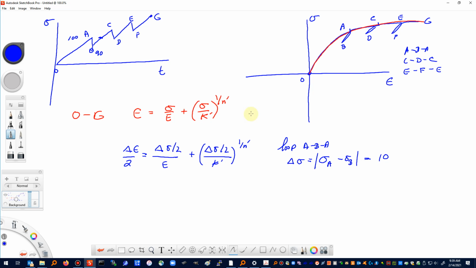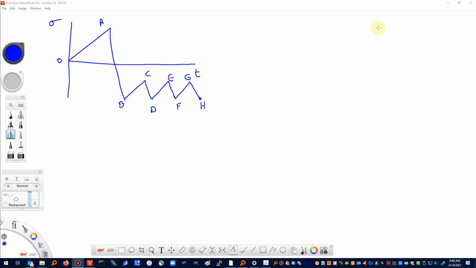Let's do a few more examples. All right, let's look at this path. So here we have from O to A a big tensile stress. We go down and reverse it down into the compression side at B, and then we cycle it back and forth. And my intention here was to show that C, E, and G all have the same levels of stress, B, D, F, H also have all the same levels of stress. So let's see what this might look like.